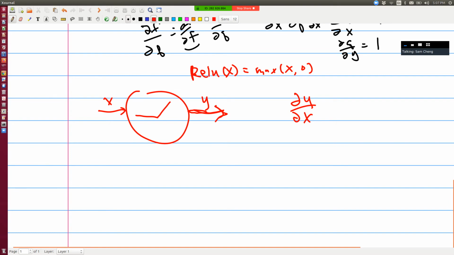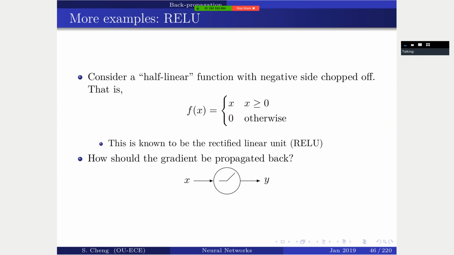Yes, 0 or 1. So it depends on the input, right? Yeah. So it should be 0 if x is negative, and 1 if x is positive, basically. And let's see what else I have here.